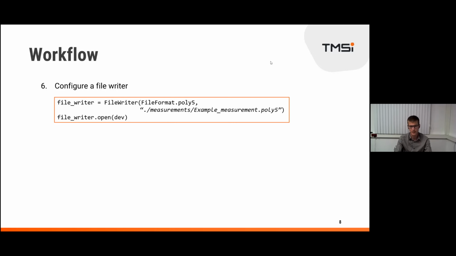In this case, I've chosen a path relative to the path from which I'm running the example, and I've chosen to name my file example measurement. We have ensured that a timestamp is always added to your file so that you won't overwrite any existing files, as that would be an inconvenience. After creating the object itself, you need to open it, and you need to open it by also passing the device handle, as then the coupling is made between the two objects.